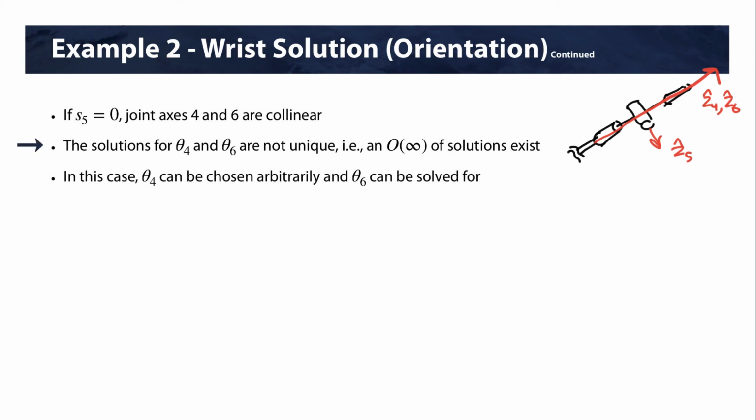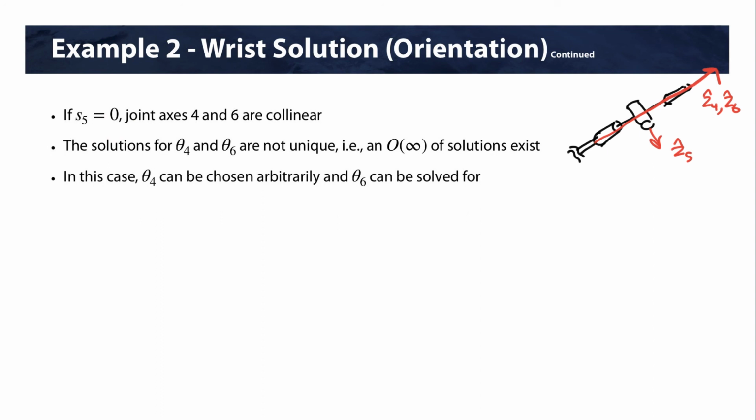That means the solutions to theta 4 and theta 6 aren't unique, i.e. an order of infinity of solutions exist, right? Because we can make theta 4 something and make theta 6 whatever it needs to be to get the orientation we want. So in this case, you could just choose theta 4 arbitrarily and solve for theta 6, or vice versa. We're going to choose theta 4, so it's going to be a specified value, and we're going to solve for theta 6 for this special case when S5 is equal to 0. Otherwise, we'd use the solutions we found for the other cases.